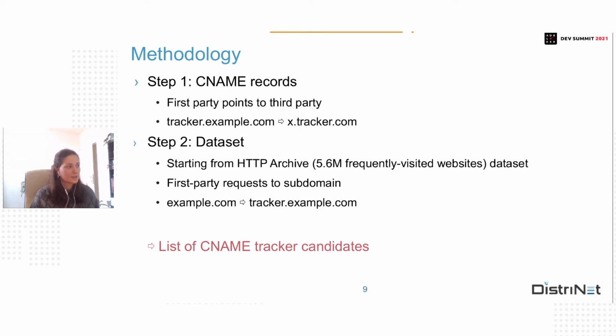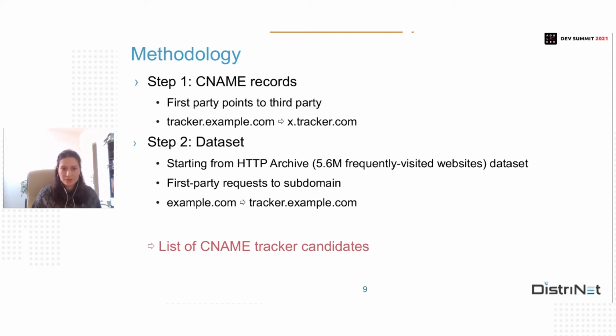For our analysis, we used the public dataset of HTTP Archive, which contains millions of the most frequently visited websites from the Chrome User Experience Report. And from that dataset, we retain first-party requests to a subdomain of that site. So again, in our example, we would look for example.com request to tracker.example.com. So if we combine these two steps, we obtain a list of CNAME tracker candidates.